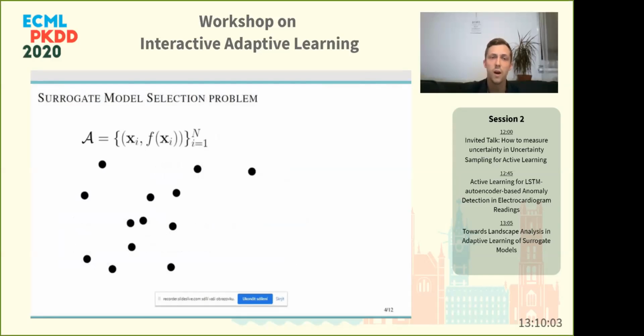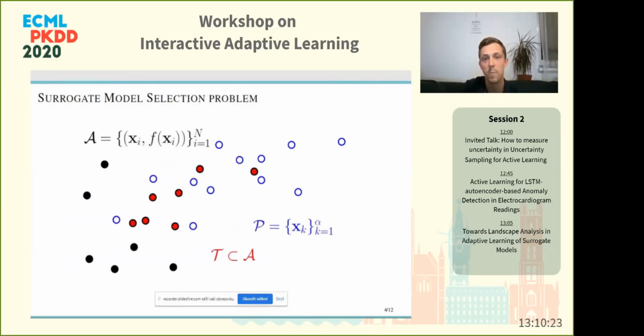During the run of each optimization algorithm, there is a situation that the algorithm has some previously evaluated points. From these points, it selects the training set, and there is also a prediction set for which we would like to model to do the prediction. And the question is, how should we select the most convenient model for this situation?